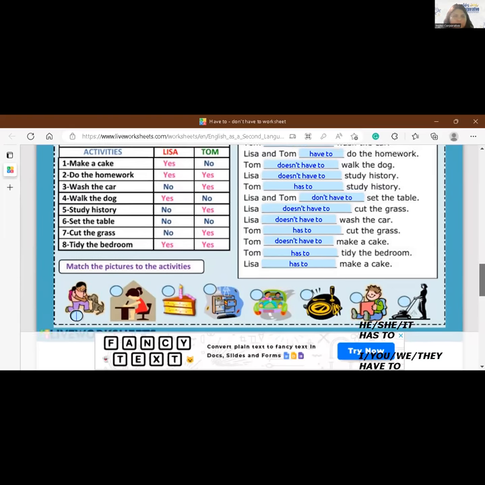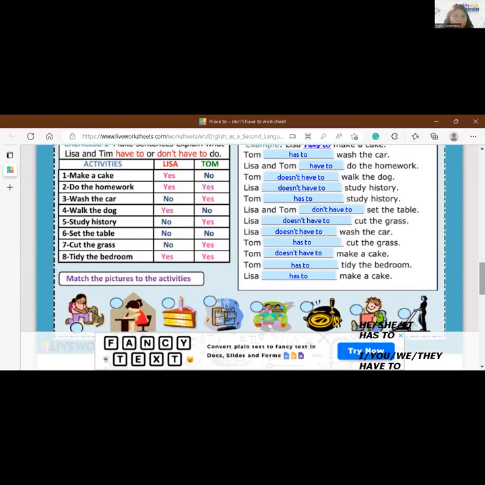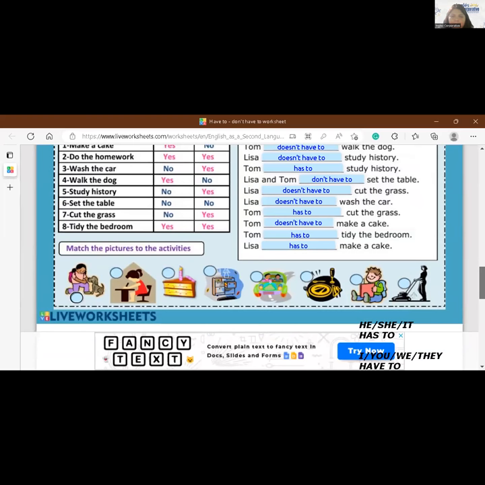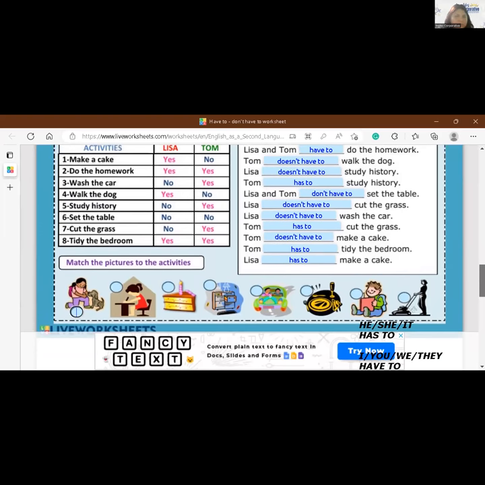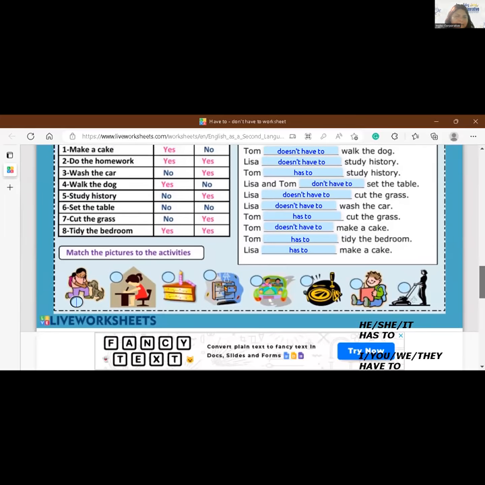Okay, so let's match the pictures. The first one, walk the dog. Number? So what number is that one? Picture one. Match the pictures to the activities. Four. Picture two? Six. Five. One. Okay. Picture three? Picture three, one. Eight. How about this one?